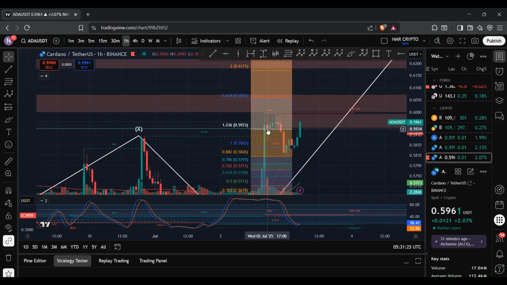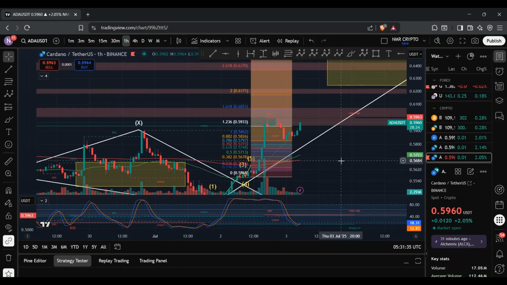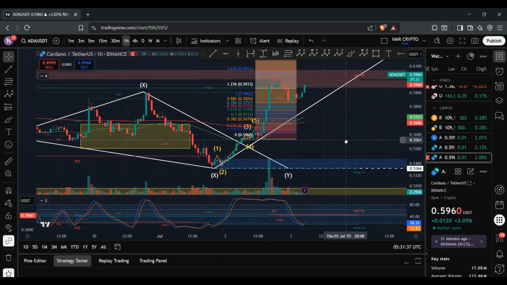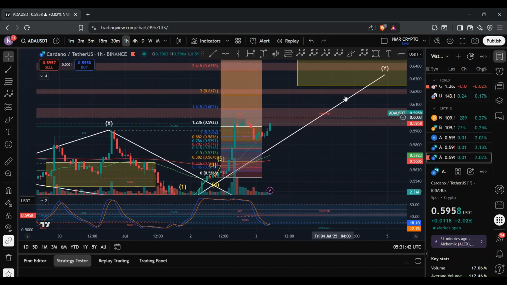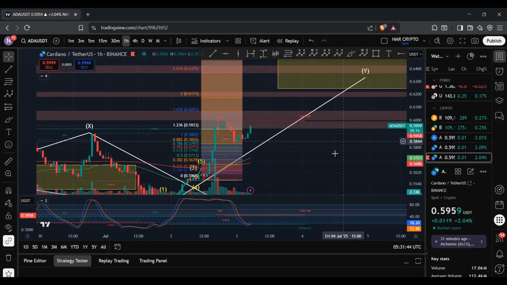And here we ended up extending beyond the 1.236 level, which can happen especially if you are in a bullish environment. And given the fact that we failed to reach the 1.618 level, it's possible that the WXY structure is now complete, and we get that dip to the downside to complete that X wave, followed by a push to the upside to complete that Y wave.